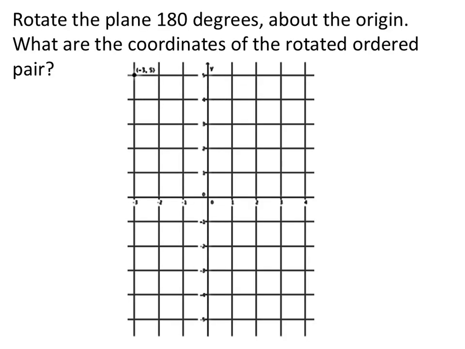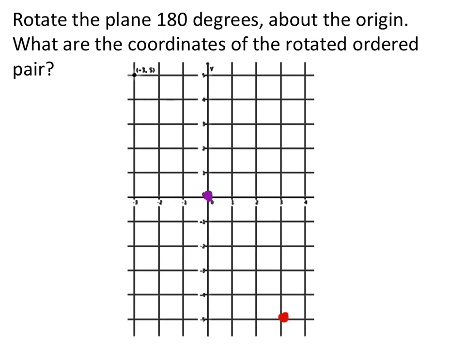We're going to have you rotate the point -3, 5, 180 degrees around the origin. All right, let's rotate that red point 180 degrees. This one works a little bit better. Bam, there it is, 180 degrees for us. And the coordinates of this point would be 3, -5.